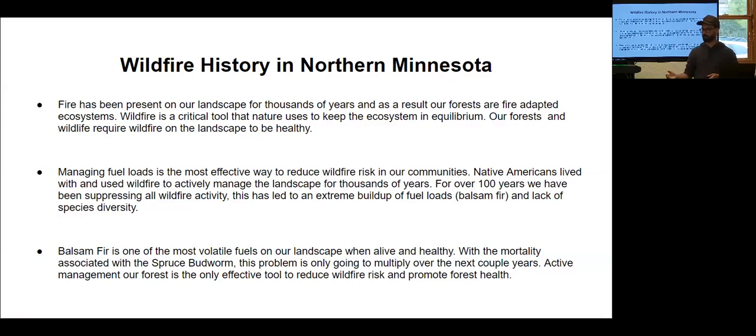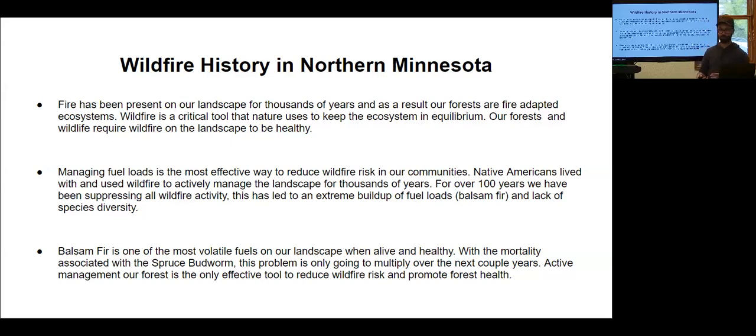Wildfire has been present on our landscape for thousands of years. At least since the post glaciation period, it's been a component on the landscape, and because of that, our forests are what are called fire adapted ecosystems. And what that means is that because fire has existed on the landscape for so long, all the systems that keep everything healthy and in check and in equilibrium depend on wildfire for those processes to come through. Now, over the last 200 some odd years, we have been suppressing pretty much all wildfires on the landscape.